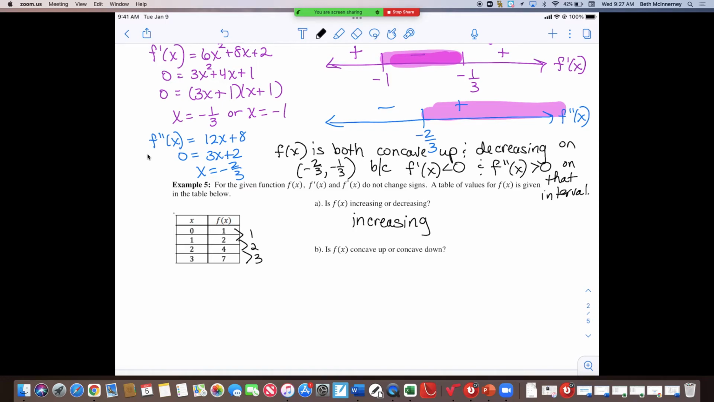All right, I think A is pretty obvious. It's increasing, right? The values are going up. And how about B? Is it concave up or concave down? And how do you know? Daly, what do you think? Awesome. You are absolutely correct.